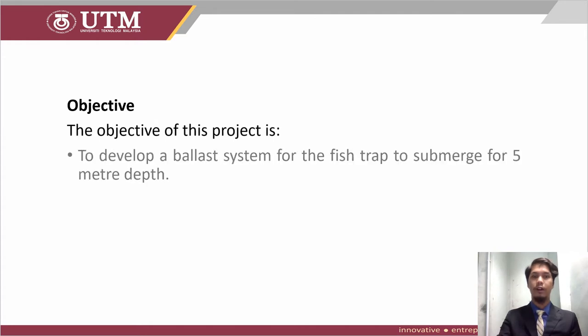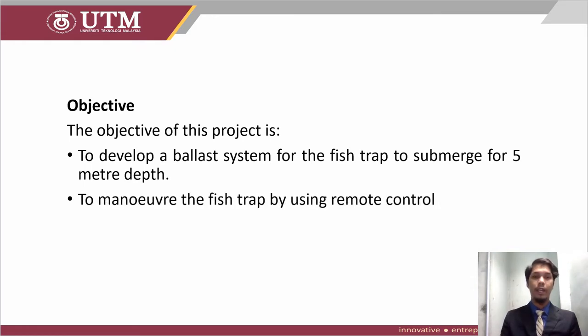The objective of this project is to develop a ballast system for the fish trap to submerge to 5 meter depth and to maneuver the fish trap by using remote control.